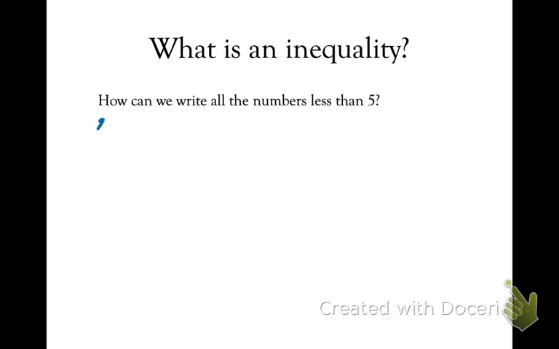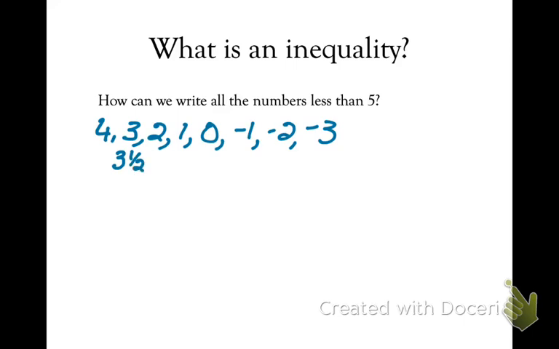Well, we could just start listing them: 4, 3, 2, 1, 0, -1, -2, and on and on and on. And it would go on forever. And this doesn't even include the fractional numbers we could add in there. So this is an infinite list, so it would be impossible to list all of the numbers less than 5. So we have some notation that we're going to learn that allows us to indicate this.